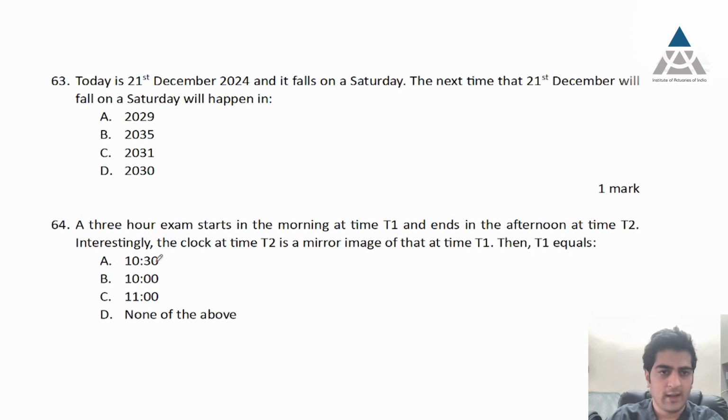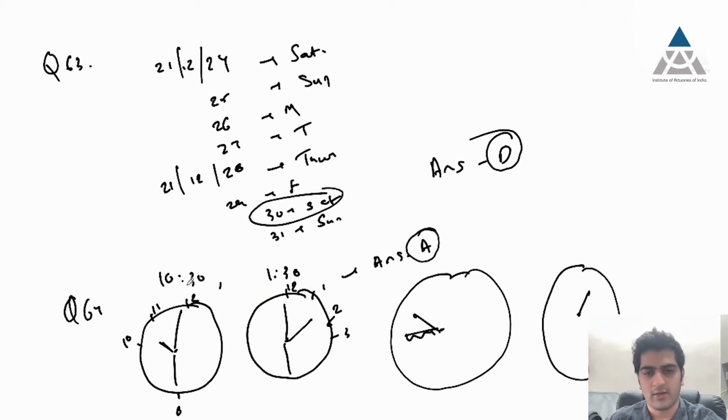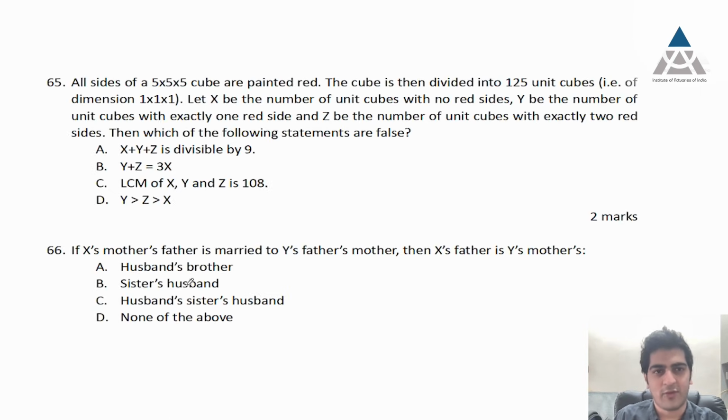Here we were lucky enough to find the answer in option A itself. Otherwise you would have to create 3 such images, and you can just see which one is the correct one. Okay. So that's question 64. We now move to question 65.